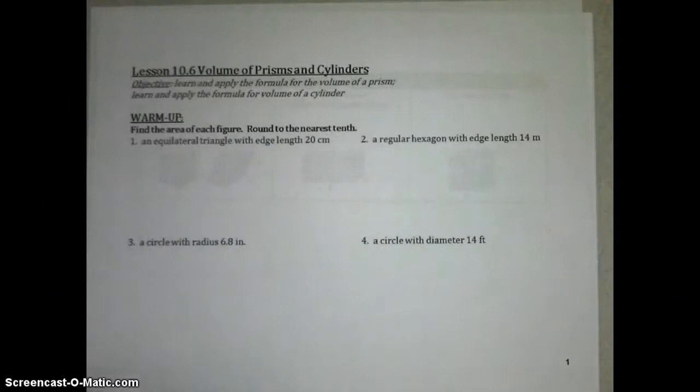Today's objective will be to learn and apply the formula for the volume of a prism and learn and apply the formula for volume of a cylinder.